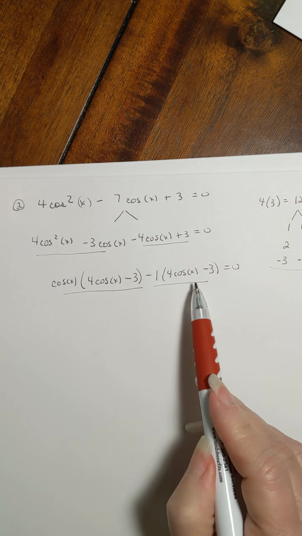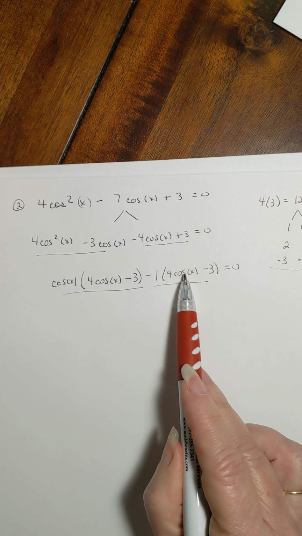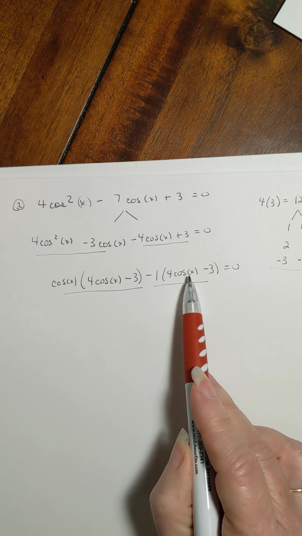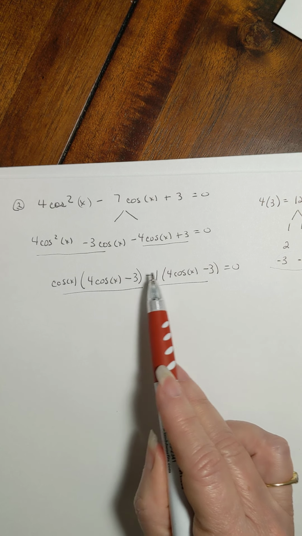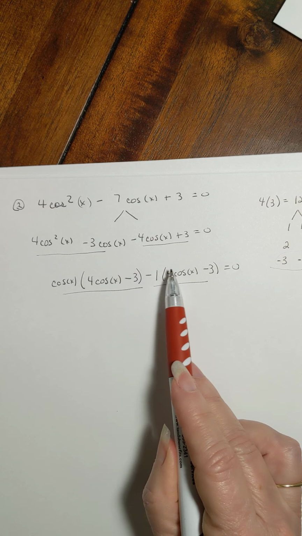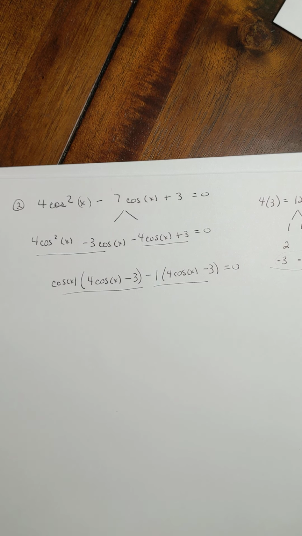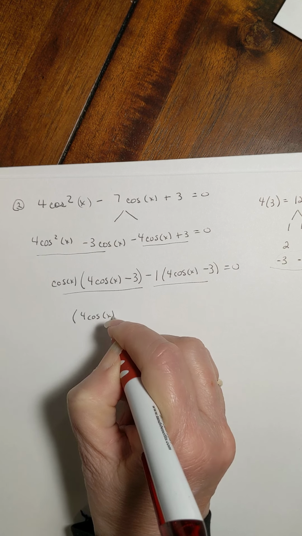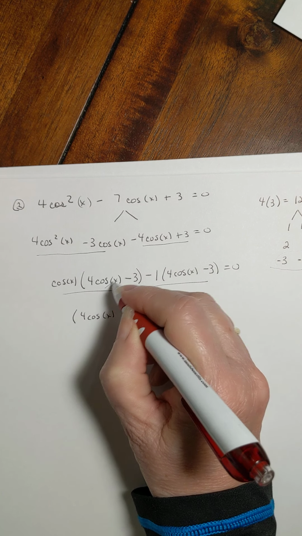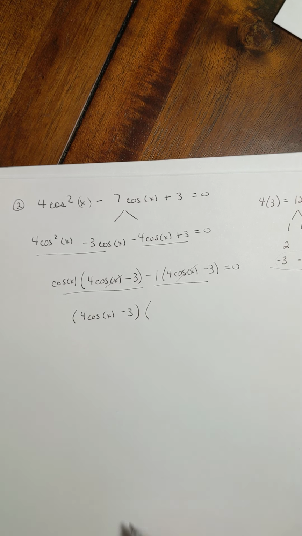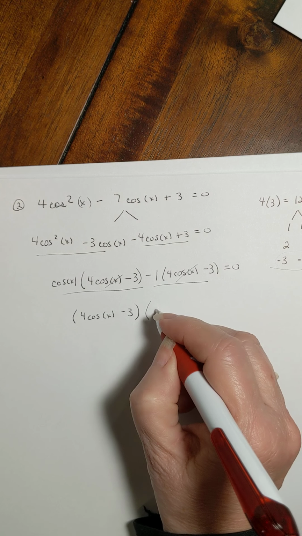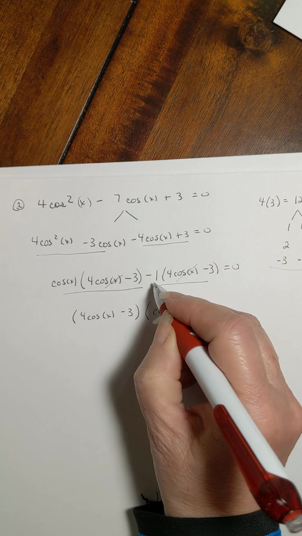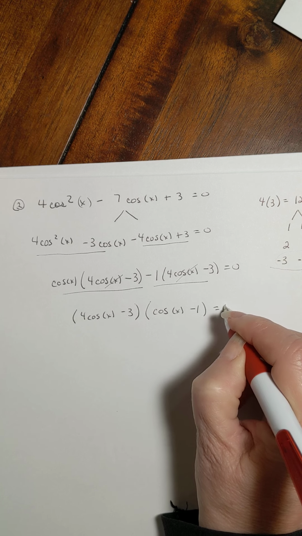But notice that if I do that, then these two terms wouldn't be the same. These have to be the same because you have to have a common factor. So if they're not the same, then just go ahead and see what you did wrong in the first two steps. All right, so now I'm going to take out the 4 cosine of x minus 3. I'm factoring them out. They're the common factor. And what am I left with? Cosine of x in the first term and minus 1 in the second term.